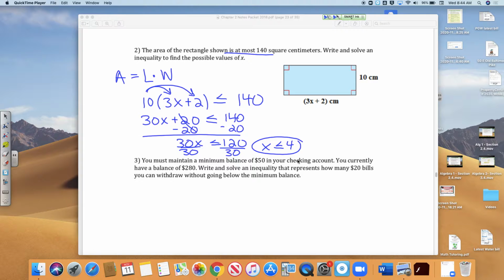That means that the possible values of x would be anything less than or equal to 4. Like 1 would work, 2 would work, 3 would work, 4 would even work, but 4 would be the limit there.